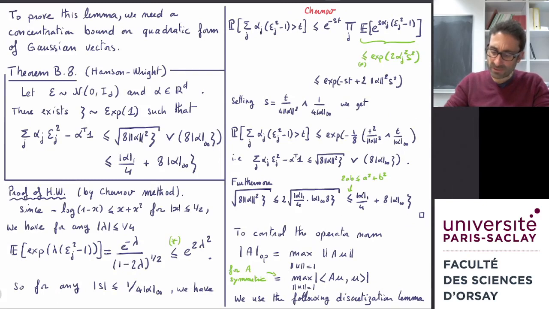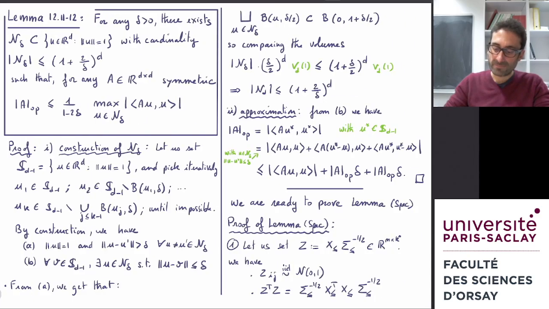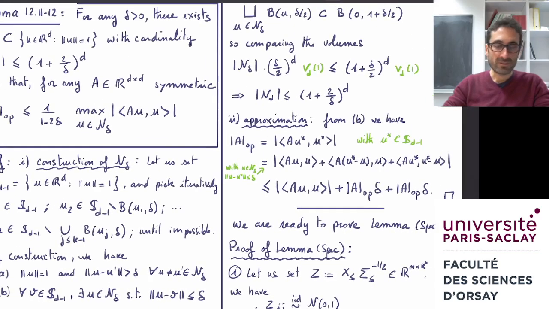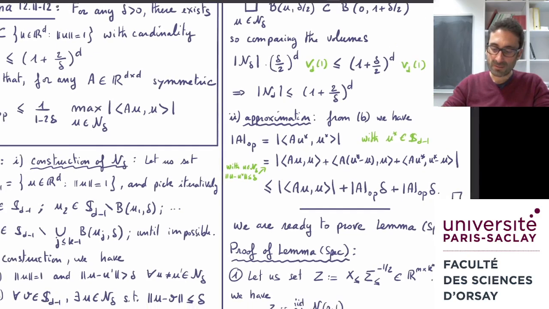I remind you that the operator norm for my symmetric matrix is given by the maximum over the sphere of the absolute value of the scalar product. And since the sphere is compact, the maximum is achieved at some u star. So if I call u star where the maximum is achieved, I have that the operator norm is given by this quantity, for some u star which is in the sphere. But now I can use the fact that I can find a u in my N delta which is at most delta away from u star.